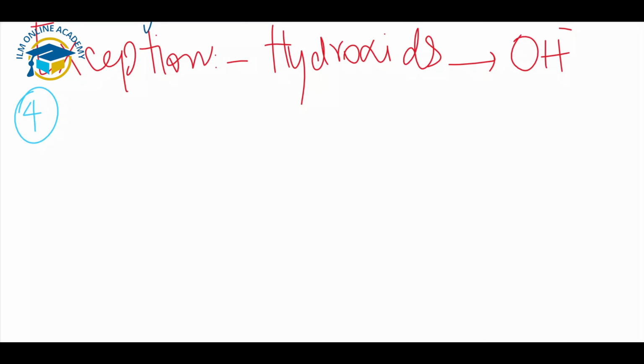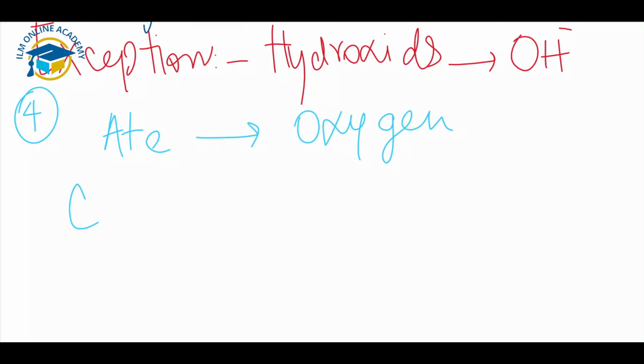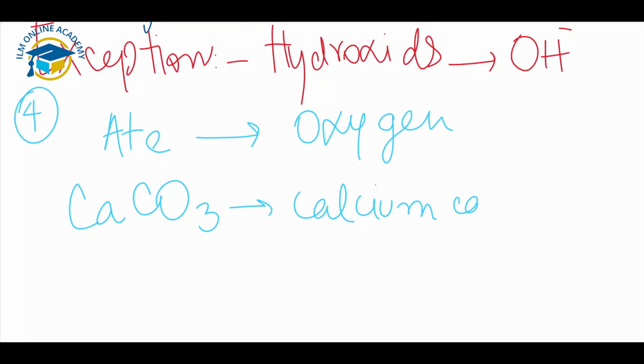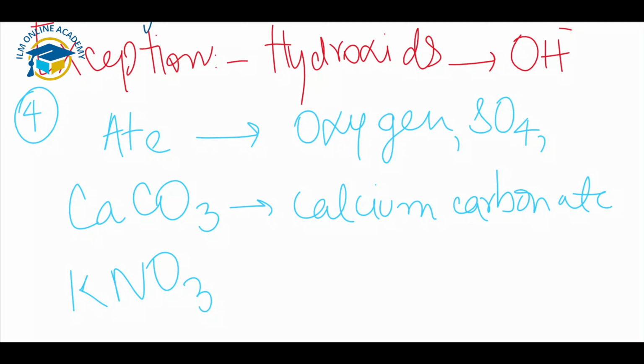compounds containing a compound ion, usually with oxygen, have names that end with ATE. The name will end with ATE if the compound ion contains oxygen. For example, we have calcium carbonate CaCO3. The name will end with ATE. Another example is potassium nitrate KNO3. We have other examples like magnesium sulfate and sodium ethanoate. All these are examples which have a compound ion containing oxygen, like carbonate, nitrate or sulfate ions. So the name will end with ATE.